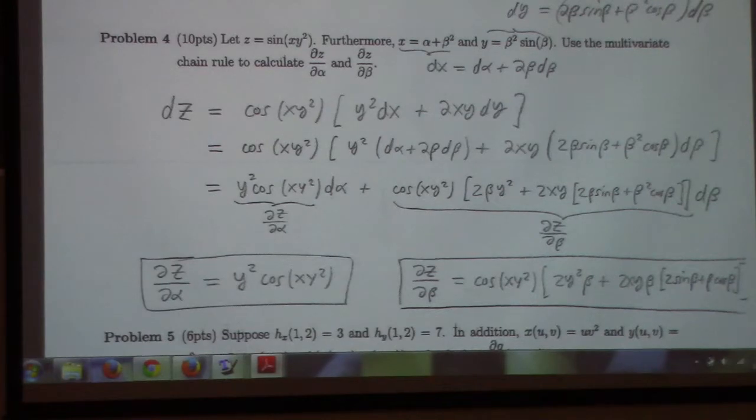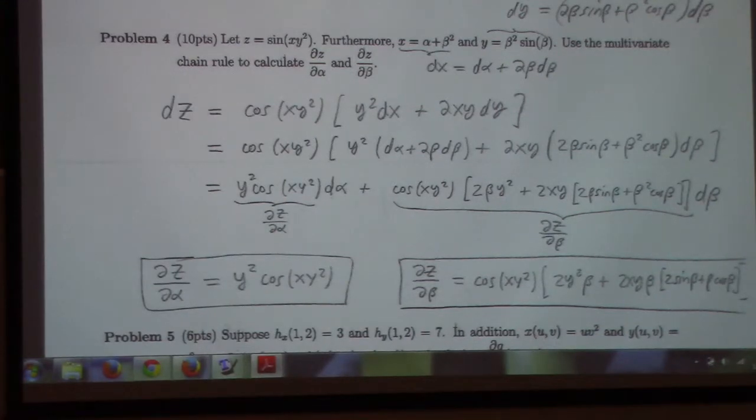No. You may leave your answer in terms of x, y, z. You don't have to put everything in terms of alpha and beta. X and y are intermediate variables for this problem, right? Z is the dependent variable. X and y are the intermediate variables. Alpha and beta are the independent variables.